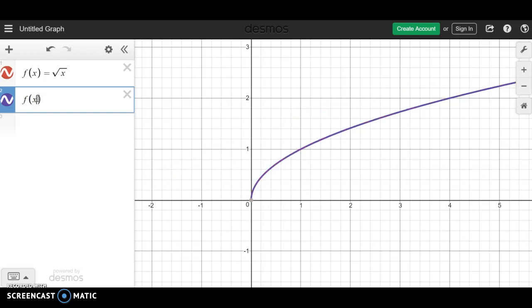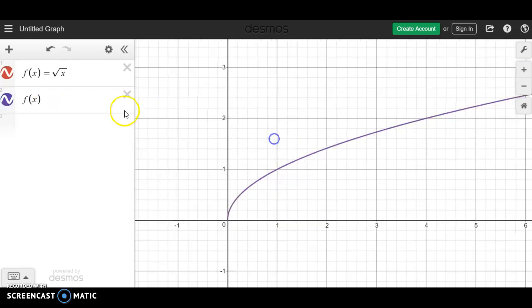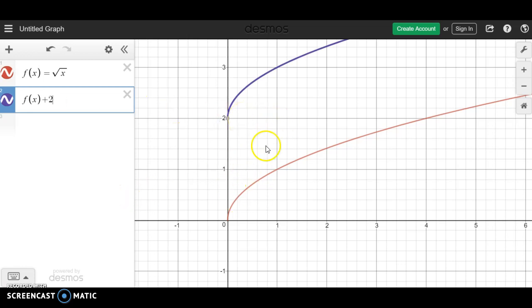If I do the same thing outside the function, if I do f of x plus 2 outside the function, it doesn't shift to the left anymore, it shifts it up. That's another confirmation that doing something to the inside of the function is not the same as doing it to the outside of the function.